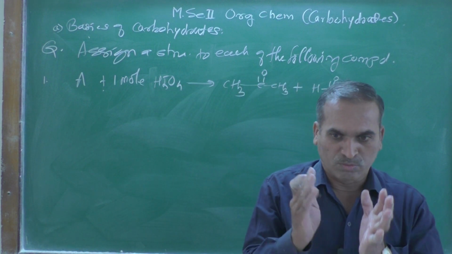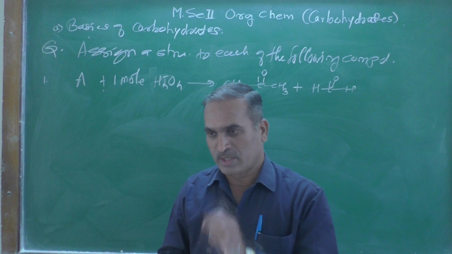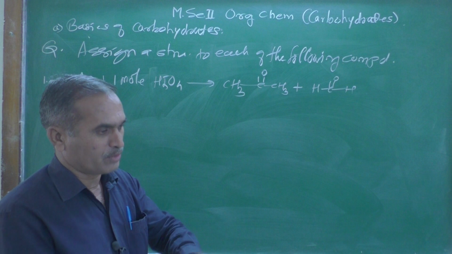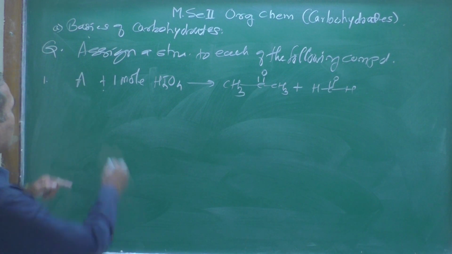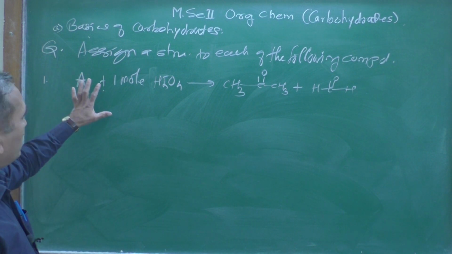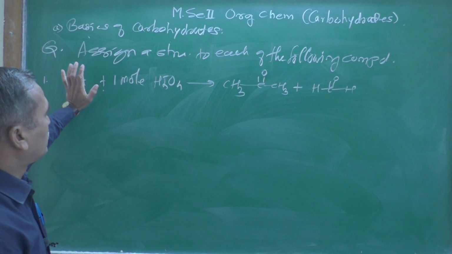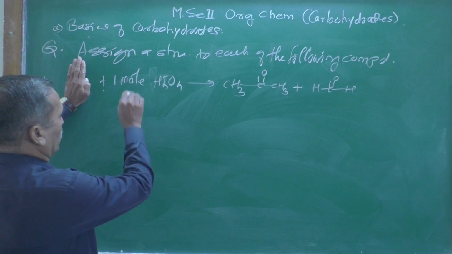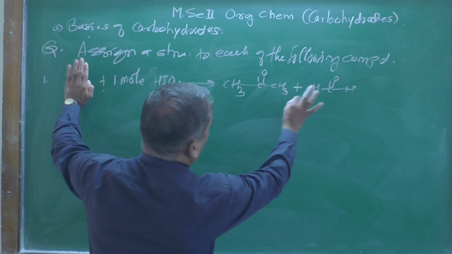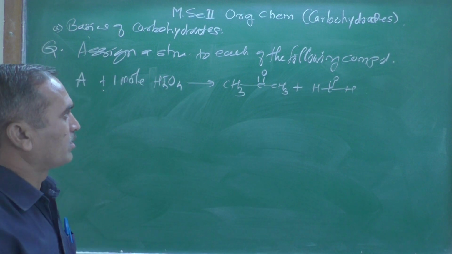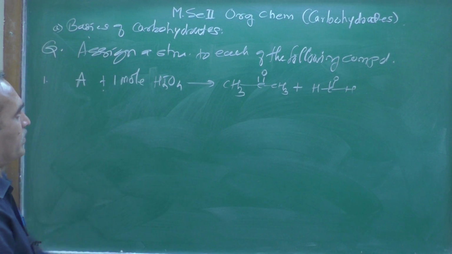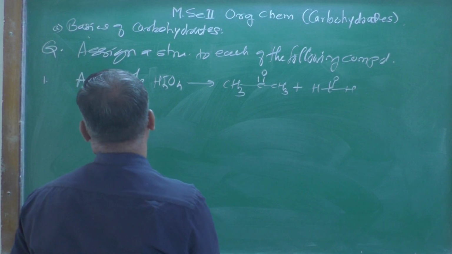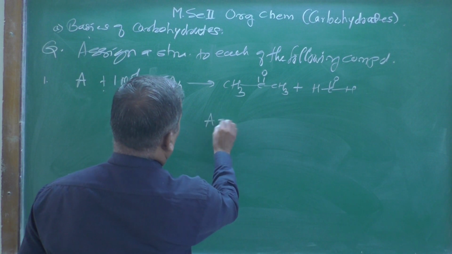From that we have to find out the correct structure of A, right? What they did, they assumed that they don't know the structure of A. They treated that A with 1 mole of HIO4, which gets consumed, and they got this type of product. So what would be the structure of A? The structure of A should be like this.